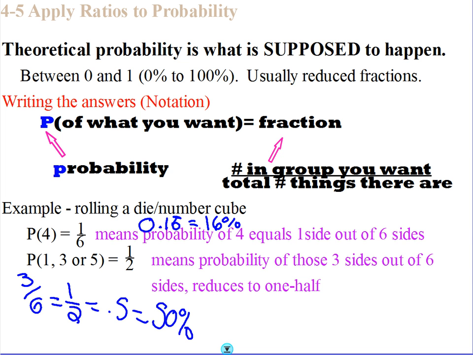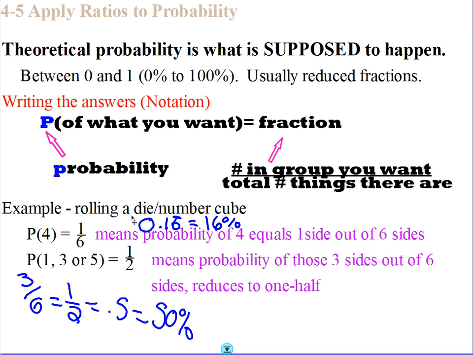We have to reduce our fraction. So we have a certain type of notation. This P right here represents probability. And then in the parentheses is going to be of what you want. And then it's going to equal a fraction. The fraction on top in the numerator is the number in the group you want. The bottom, the denominator, is total number of things there are.